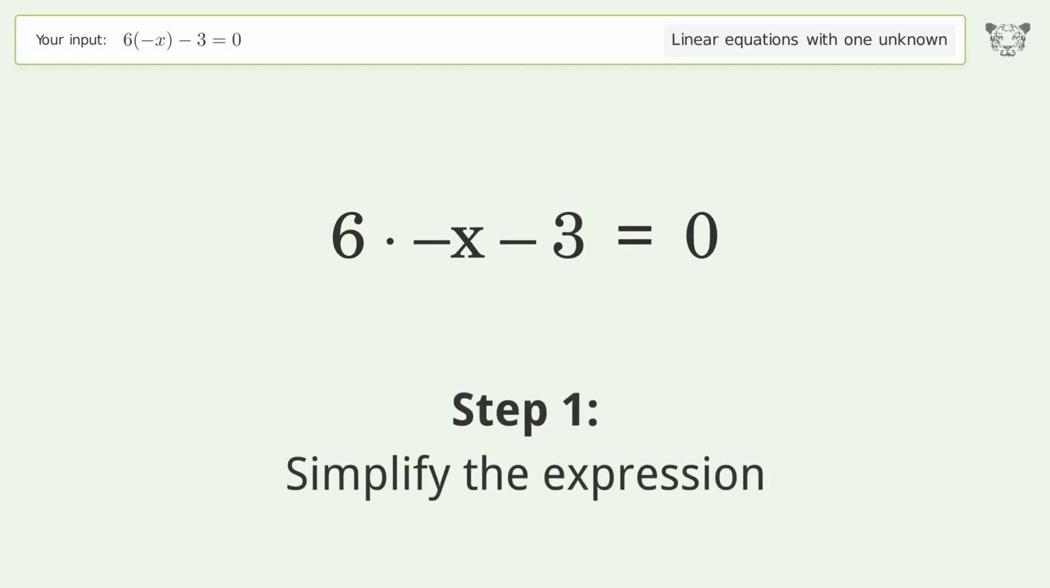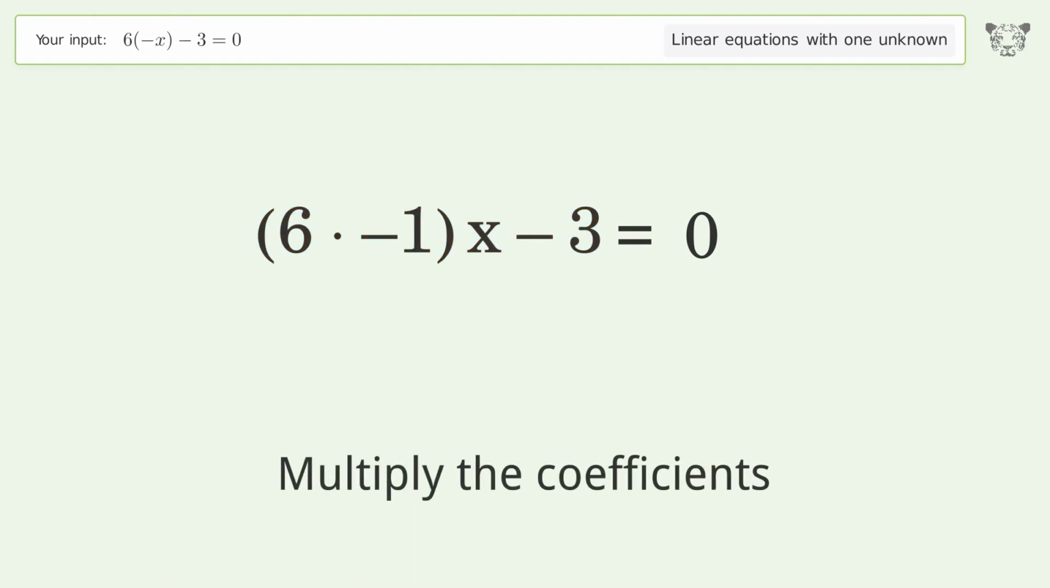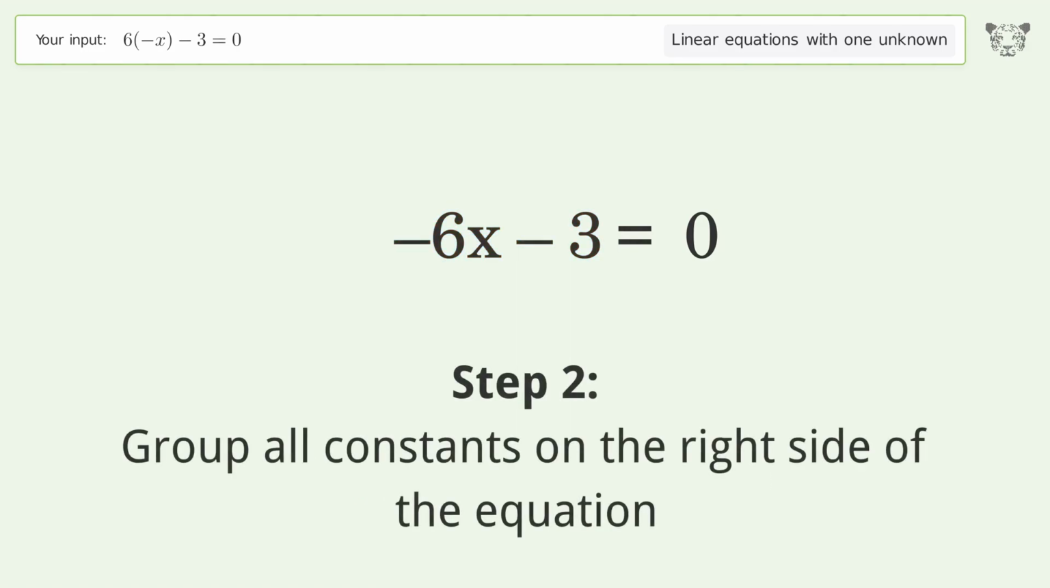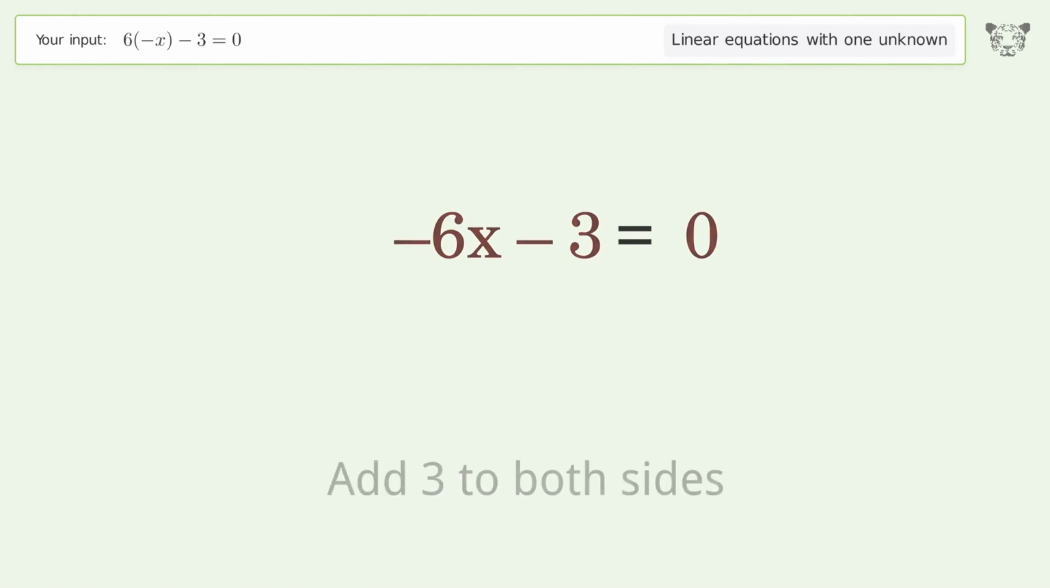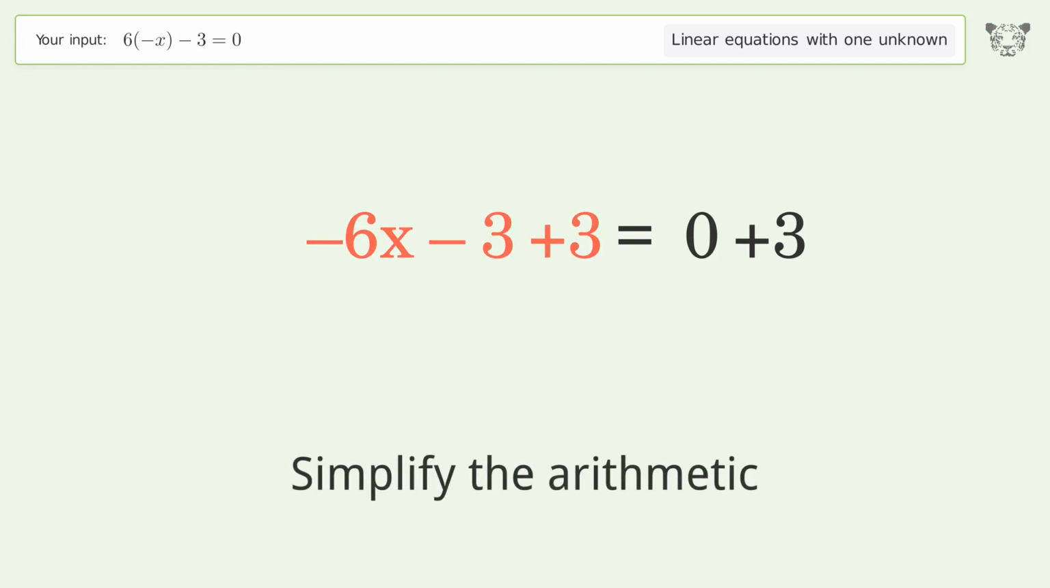Simplify the expression. Group like terms. Multiply the coefficients. Group all constants on the right side of the equation. Add 3 to both sides. Simplify the arithmetic.